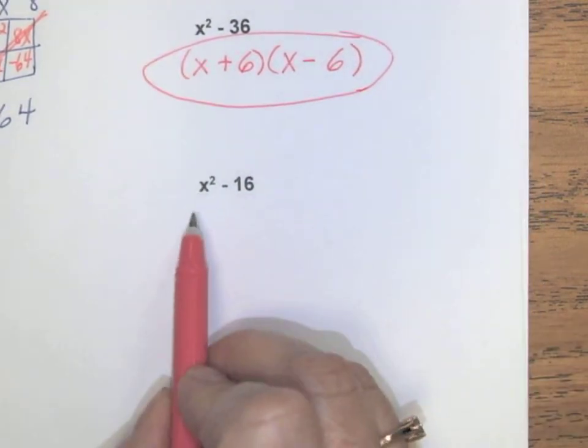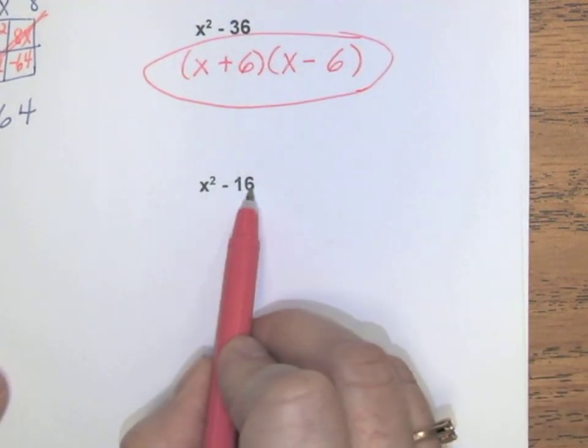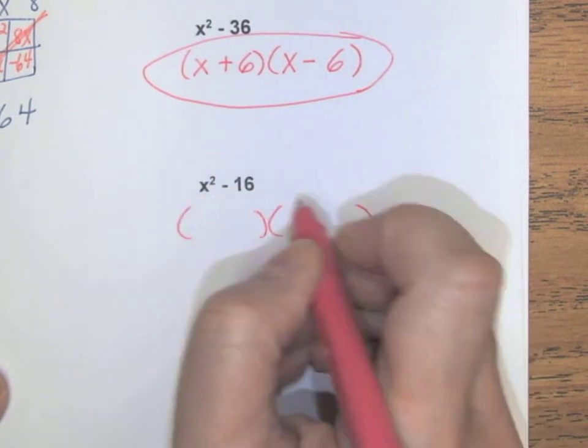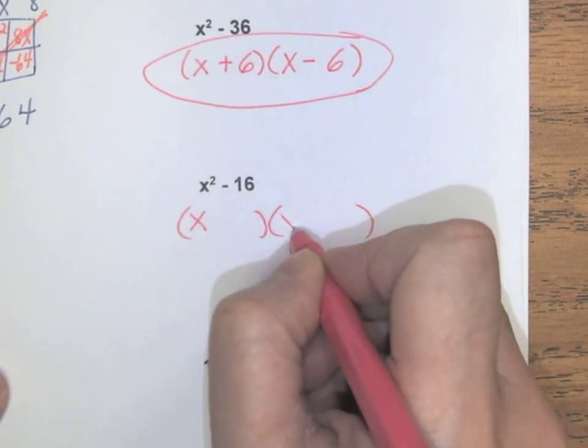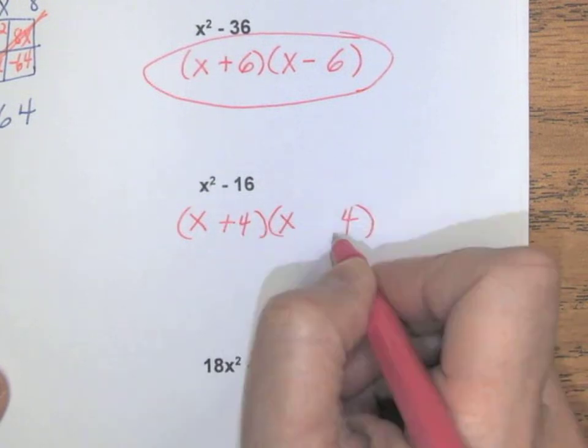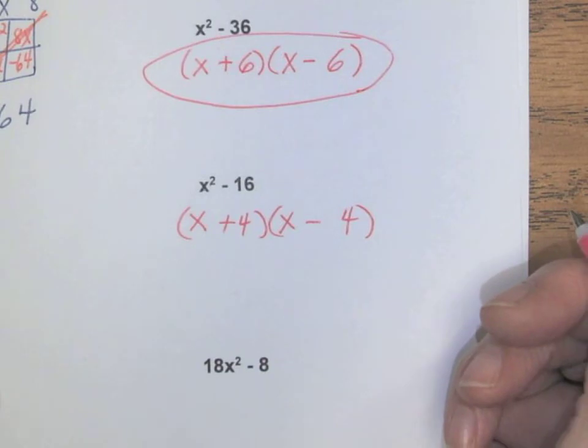So is this a perfect square? Yes. Is this a perfect square? Yes. Is that a minus? Yes. So we can factor it. Square root of x squared is x. Square root of 16 is 4. One plus, one minus, and we're done.